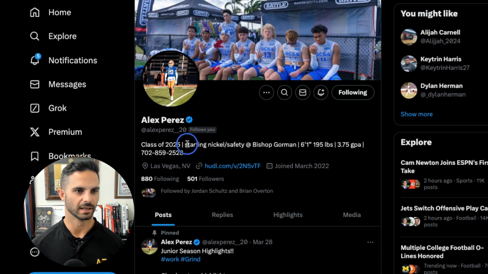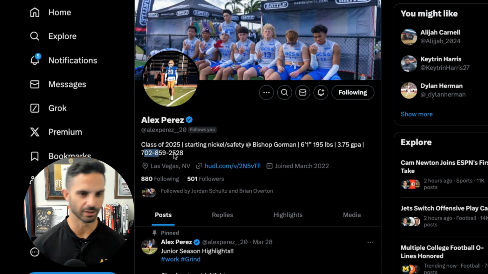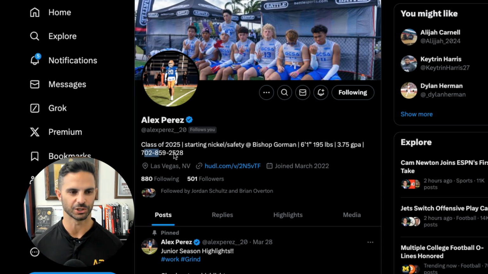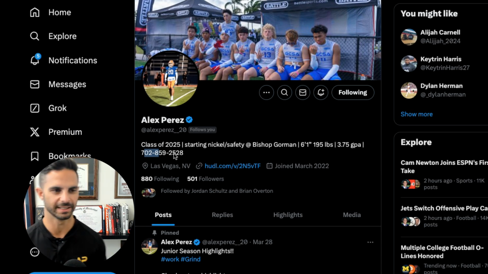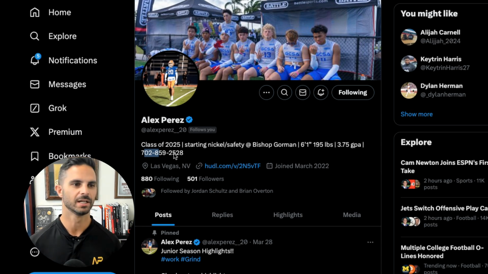So class, position, he goes to Bishop Gorman here in Vegas. He's right here by us. Height, weight, GPA. Now, he has his phone number. He doesn't have his email. It's email and or phone number. Do both. Certain athletes are in certain positions because of certain reasons, right? So if you don't have any communication, put both, right? He's in a little bit of a different position right now, but cool.